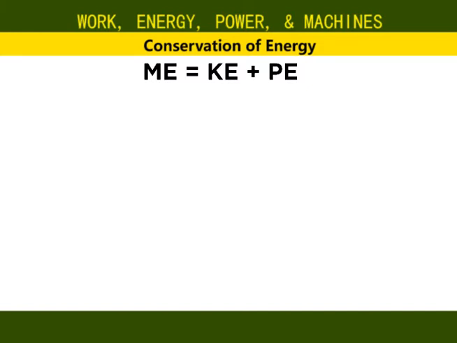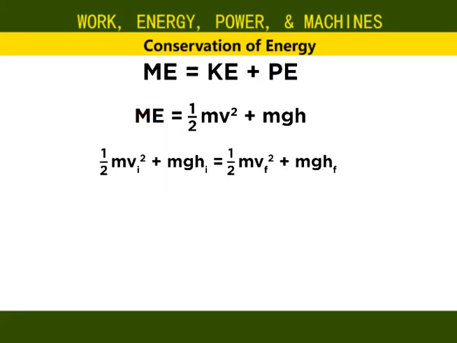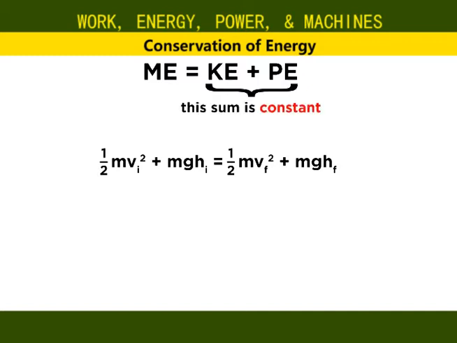If mechanical energy is the sum of kinetic energy and potential energy, which are in turn represented by these equations, and this value is conserved, then a half mv squared initial plus mgh initial is equal to a half mv squared final plus mgh final. It shows the sum of the potential energy and kinetic energy of systems like the pendulum will be the same at each time in its motion.